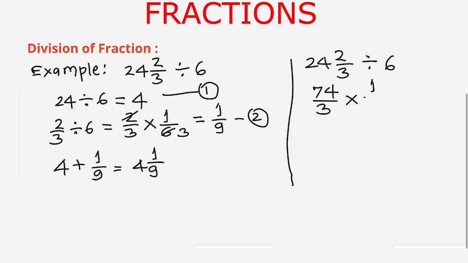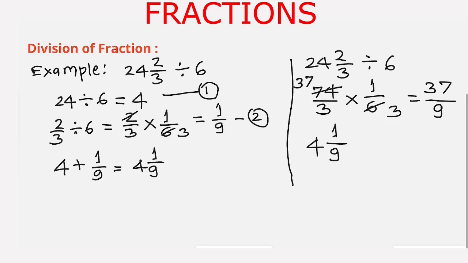2 cancels 6 for 3 times and 74 for 37 times. So this is equal to 37 upon 3 times 3 is 9. 9 divides 37 for 4 times. 9 times 4 is 36, and 37 minus 36 is 1. So it is 4 whole and 1 upon 9. This is another method of solving the question. You can solve this by any method in which you are comfortable.